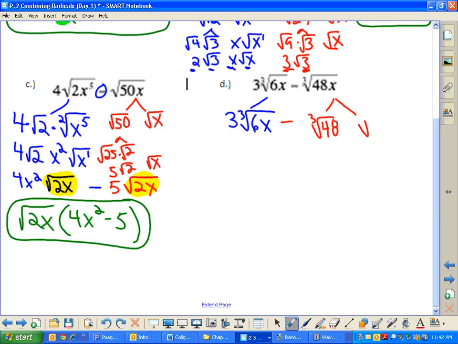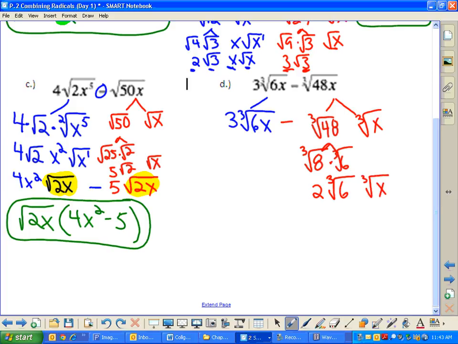Careful, because this is a cube root problem. You should not be thinking right now, what perfect square goes into 48? You got to think what perfect cube goes into 48. So switch number sets in your head. John. It would be 8. Nice job. 8 times 6, right? Cube root each piece. Cube root of 8 is 2. Cube root of 6. And then the cube root of x doesn't simplify.